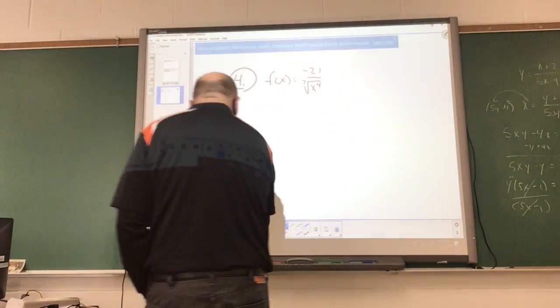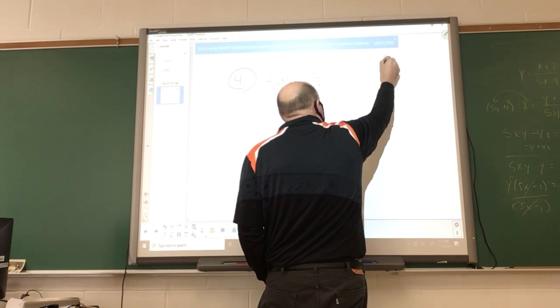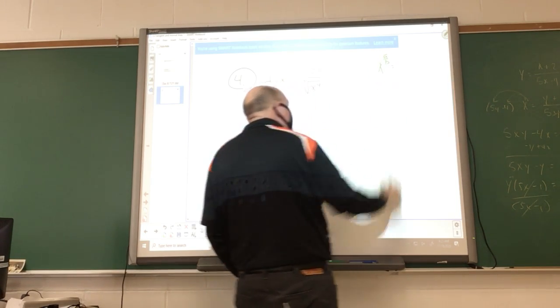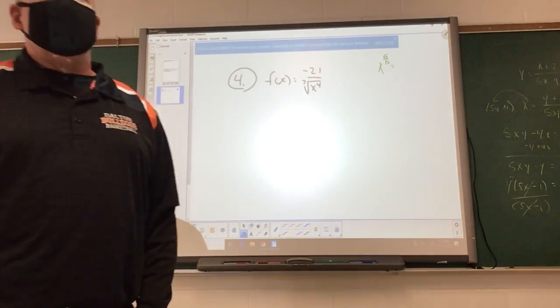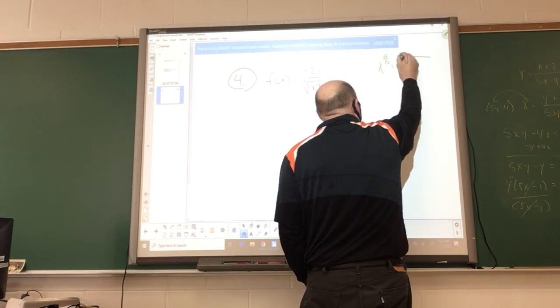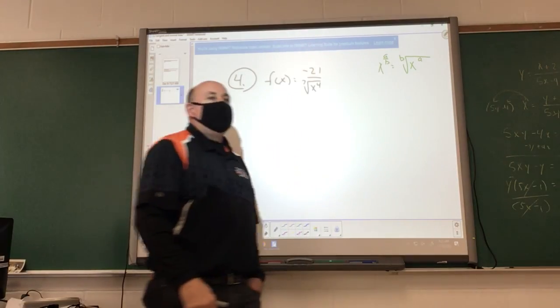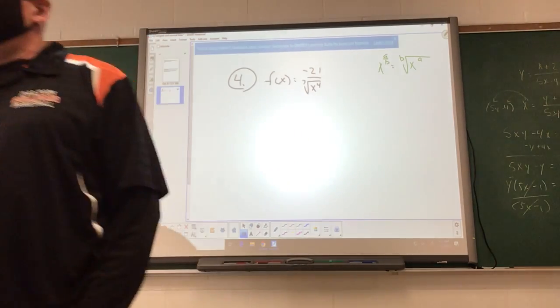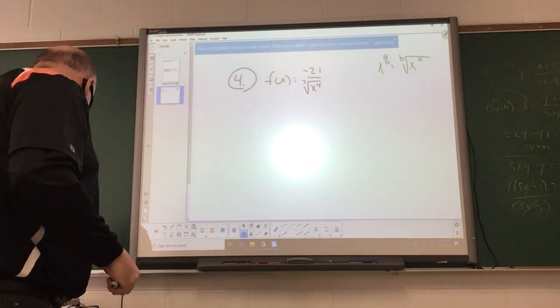First off, we have to remember our definition: if we have a rational exponent x to the a over b, this gives us the bth root of x to the a power. The denominator is your root, and your numerator is your exponent to the term.